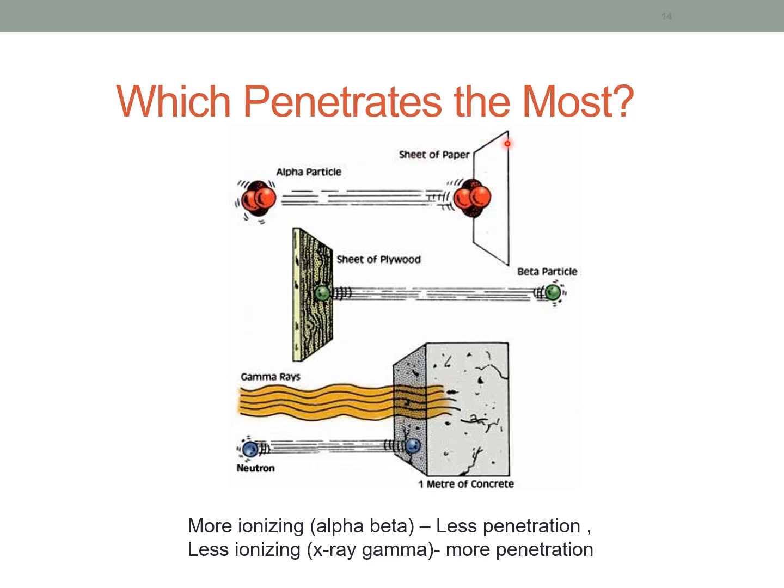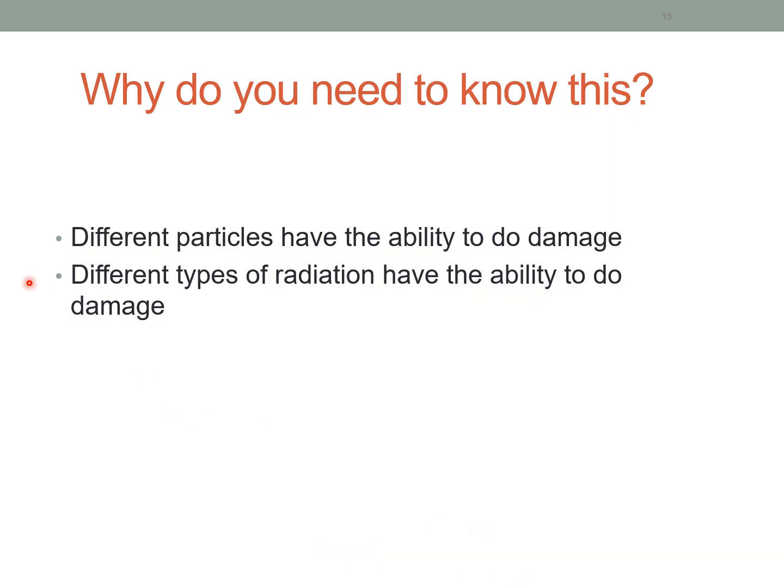All right. Which penetrates the most? Alpha particles cannot penetrate a sheet of paper. Beta particles cannot penetrate plywood. Gamma rays get stopped by concrete. So the more ionizing, which means it moves around a lot, the less penetrating. Less ionizing gamma or X-ray is more penetrating. Why do you need to know this? Different types of radiation have the ability to do damage, and it depends on the type and the particle's ability.